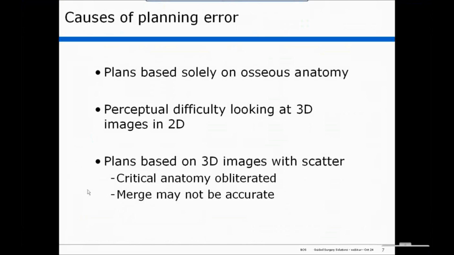And there's a learning curve here to overcome this issue, but to be aware of it is very important. And finally, plans based on 3D images with scatter can be a problem. Sometimes critical anatomy is obliterated, or the data merge may not be accurate. So if you have a scan with enormous amounts of scatter and anatomy that's obliterated, perhaps that's not a case in which to do guided surgery.